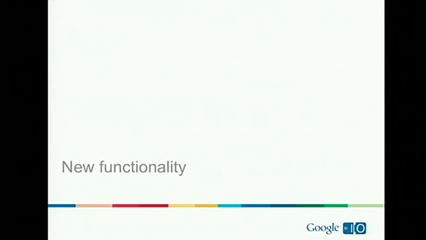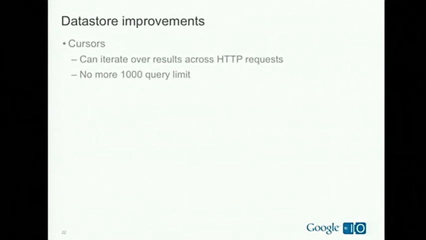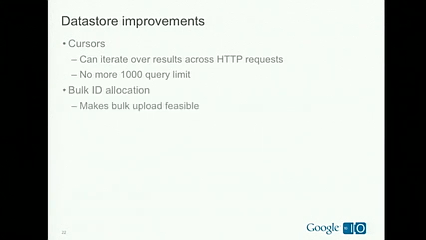Let's talk about some additional functionality that we've added over the course of the year. We made a number of Datastore improvements. Probably one of the biggest ones is support for cursors, which allow you to pick up a query where you left off in a previous request. So that makes it very easy to page through large data sets across requests. As part of this, we've dropped the 1,000 query limit. So the only limit to how much data you can query is your overall request deadline.